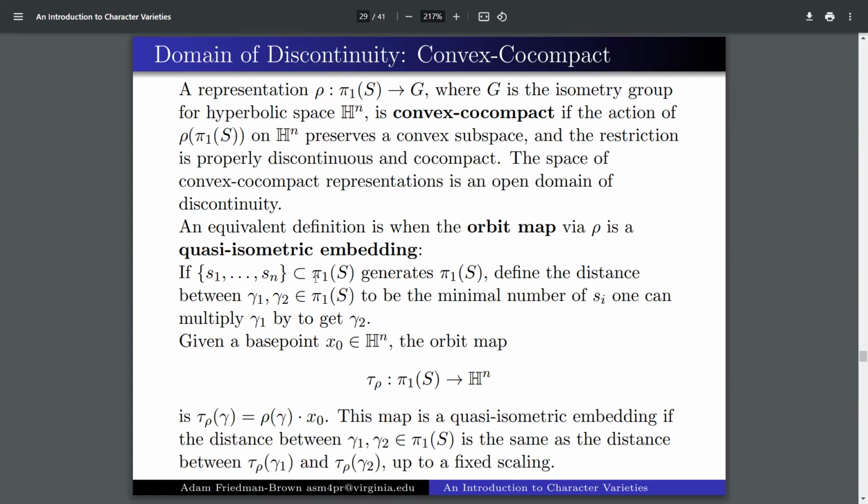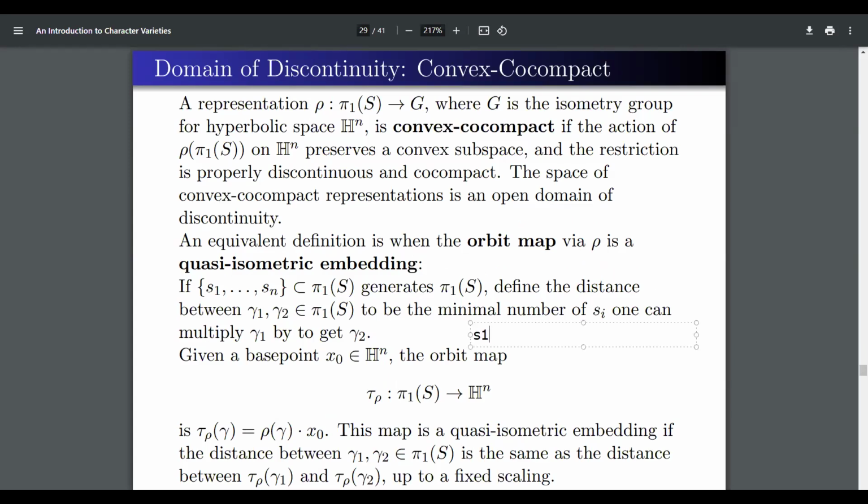If we have some generating set for the fundamental group, we define a metric on the group as the distance between two elements being the minimal number of generating elements you need to get from gamma 1 to gamma 2. So it's like S1 times S2, or like Si times Sj, times some Sk of gamma 1 has to equal gamma 2. And however minimally many S's it takes to get from gamma 1 to gamma 2 is your distance between them.